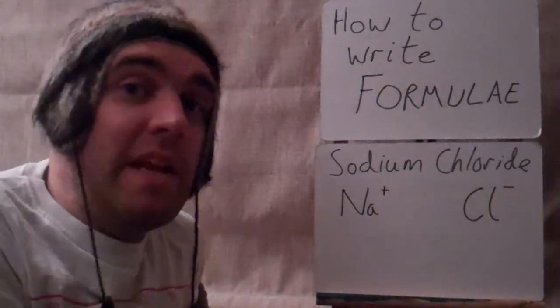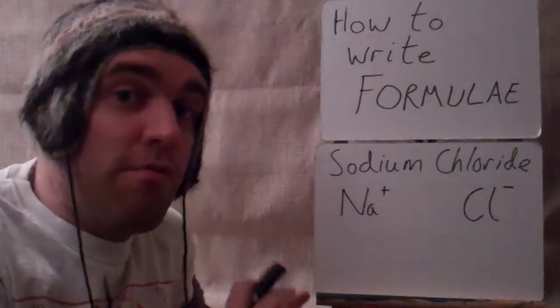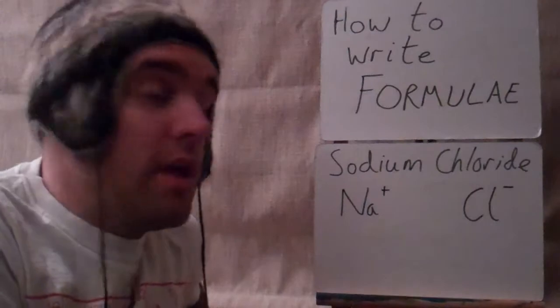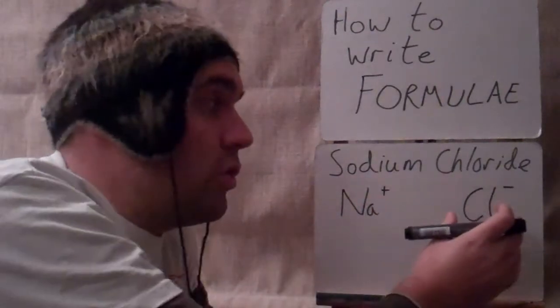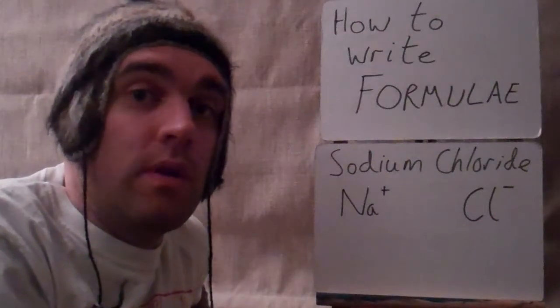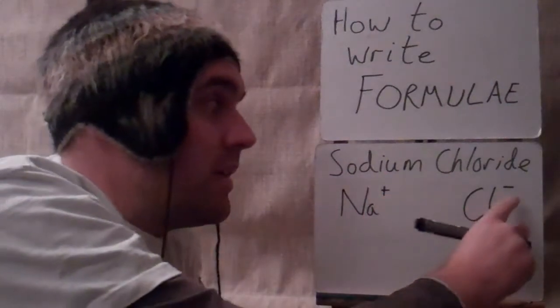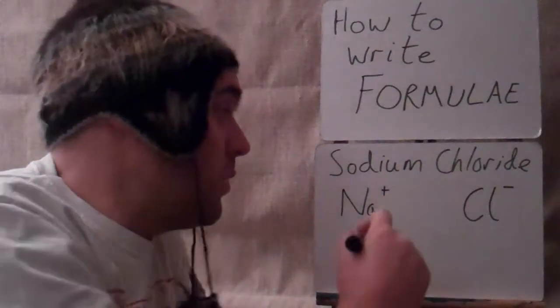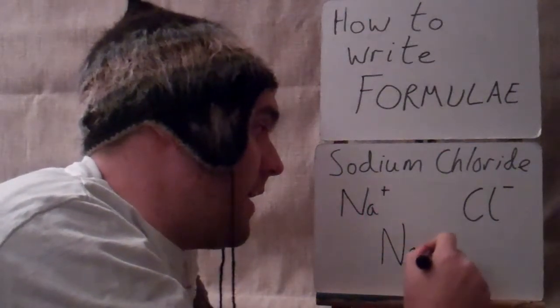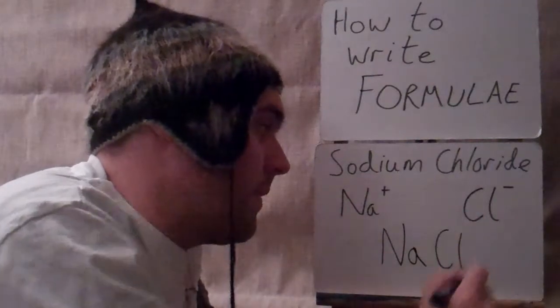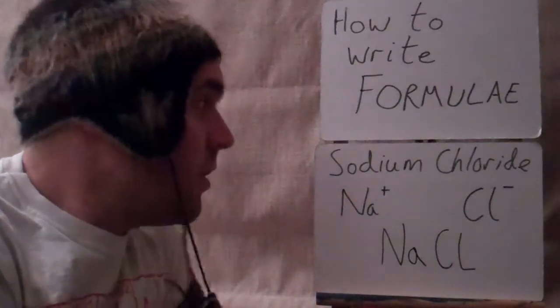right charge. Any ionic compound is overall neutral. It's not positive, it's not negative. So we want to know what ratio of sodium ions we need to chloride ions to make it neutral. Well, 1 plus cancels out 1 minus, so this one is simply, as I'm sure you already know, NaCl. Okay? Right.